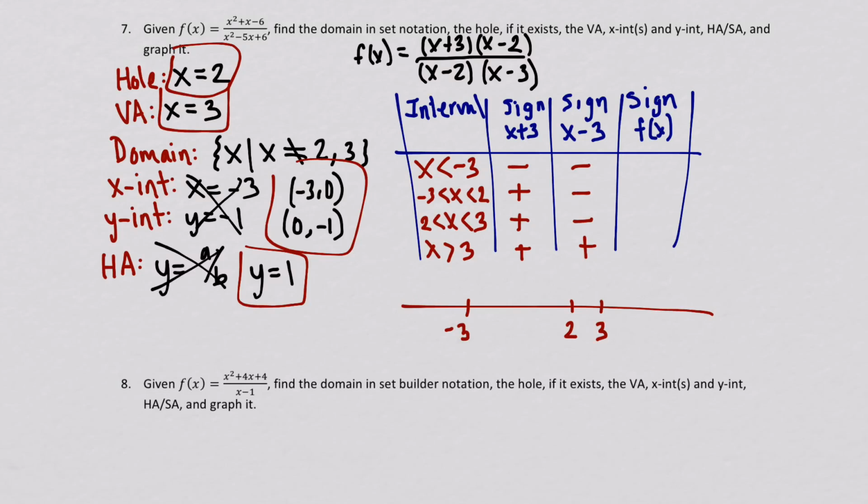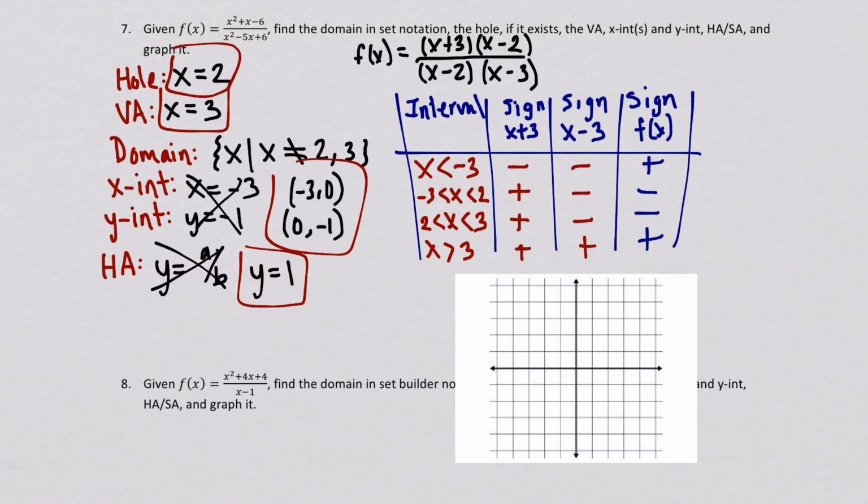So what are my final signs? Let's look. Negative, negative, that makes positive. Positive, negative, that makes negative. Positive, negative, that's negative. And positive, positive makes positive.